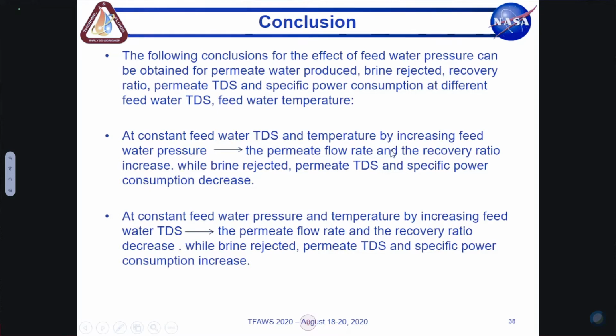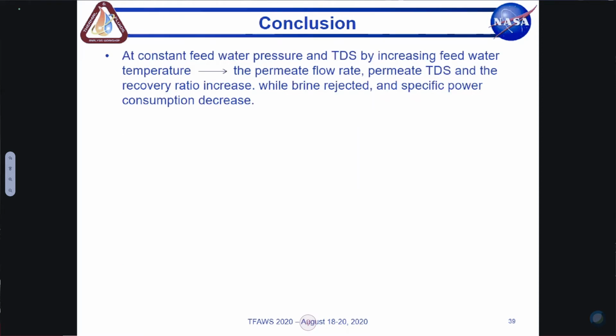We have three conclusions. The first one, if we keep the feed water total dissolved solids constant, and the temperature also constant, and increase the feed water pressure, we will find that permeate flow rate and recovery ratio increased, while brine rejected, permeate total dissolved solids, and specific power consumption decreased.